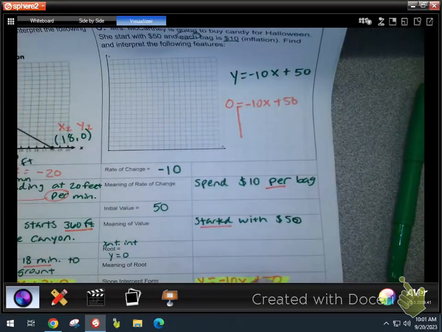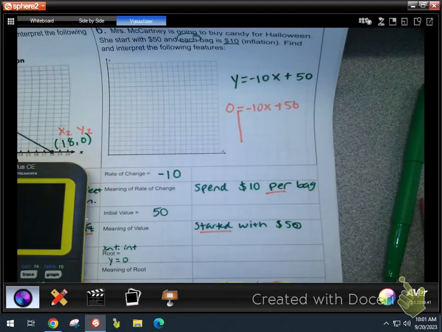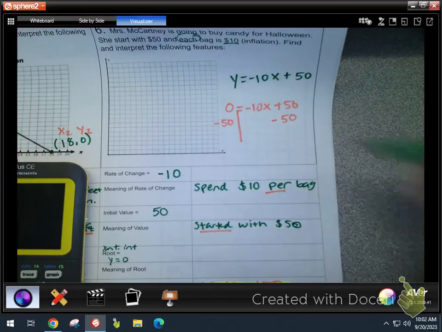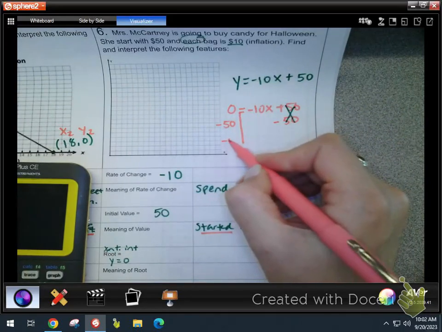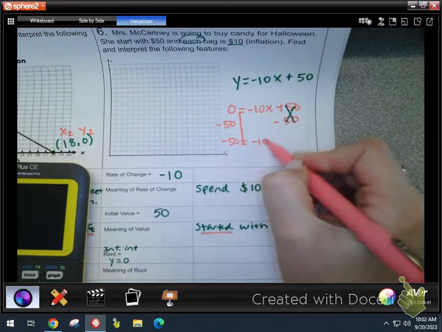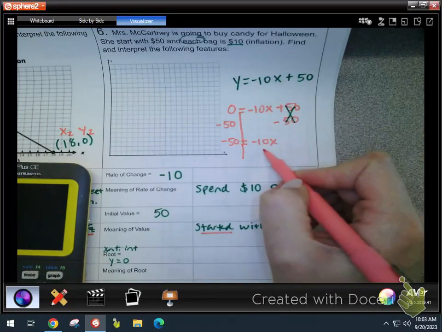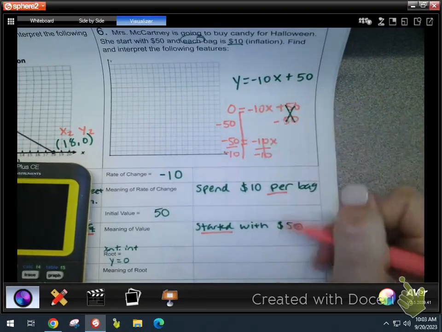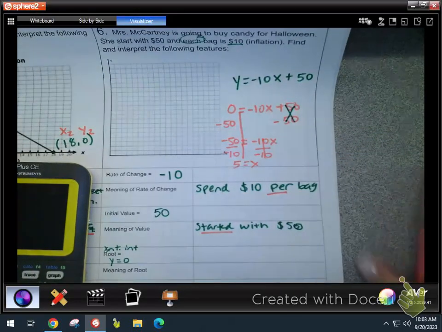You're going to have to do this on your test. Think about your steps. You subtract the 50 from both sides. What's 0 minus 50? Negative 50 equals negative 10x. What do you do to move away the negative 10? You divide it. What is negative 50 divided by negative 10? Negative 5. No, it's positive. Positive 5. Negative divided by negative is a positive.